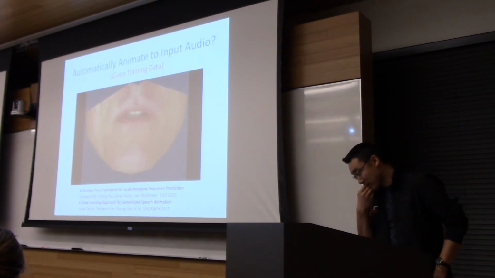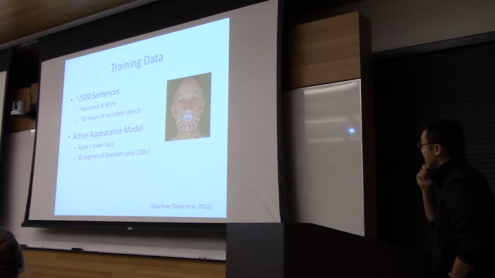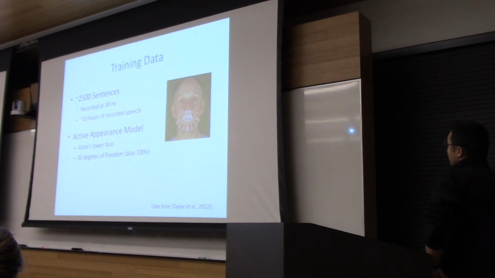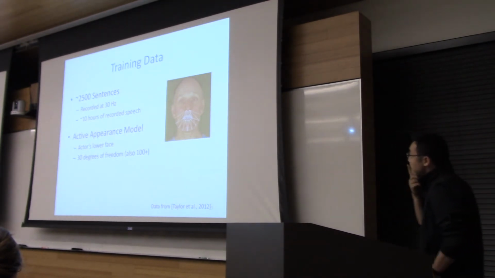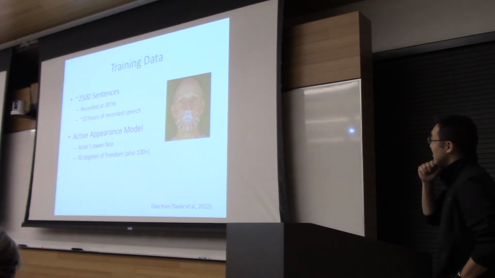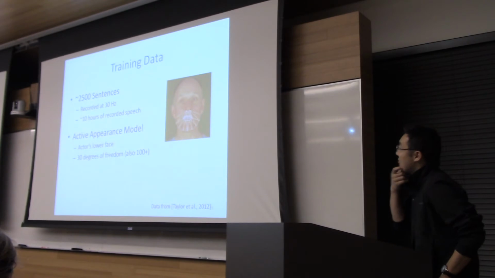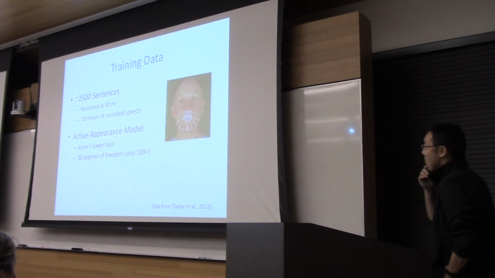Okay, so let's talk about the training data. What we did, and this is work from my lab by the way, was we collected a training set of this particular actor. His name is Ken. We had him sit in front of a camera and speak 2,500 sentences that was recorded at 30 hertz. That's about 8 to 10 hours of recorded speech.